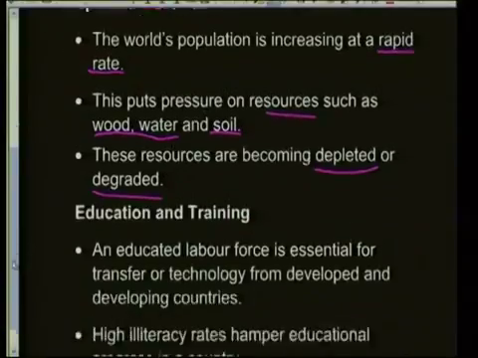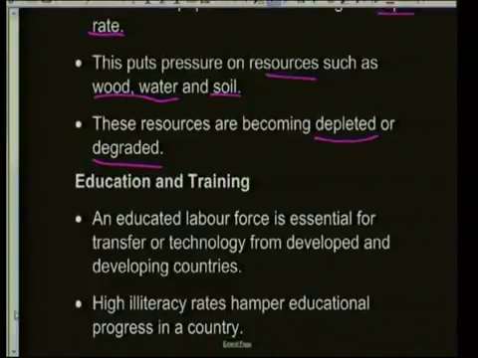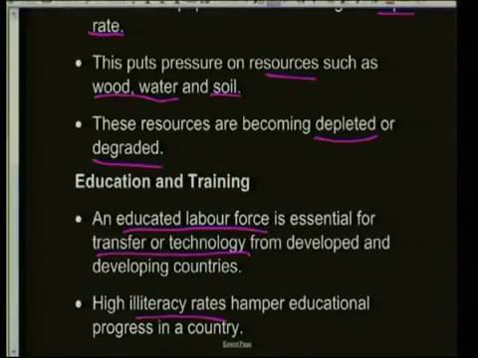Education and training are also social factors. Okay, and it says an educated labor force is essential for the transfer of technology from developed and developing countries. Okay, so in other words, we need to be educated. It's one of the basic needs that encourages development to occur. High illiteracy rates hamper educational process in a country. And for starters, most countries should be spending a large amount of their money on actually improving the literacy rates within a country.